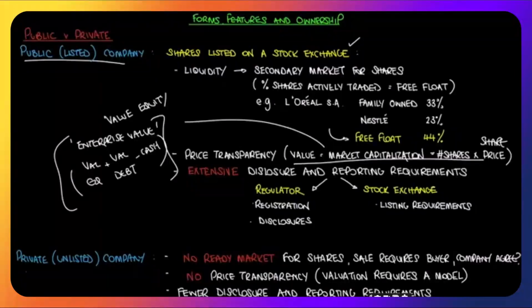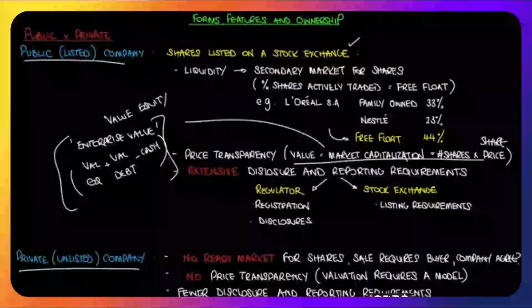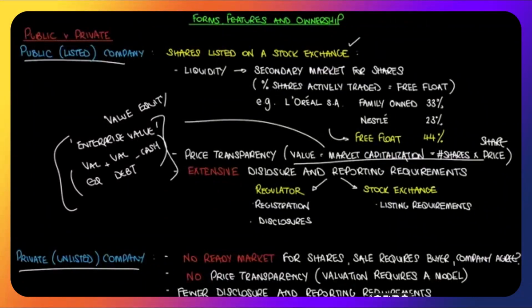As opposed to listed companies, private means just unlisted companies. We're still a corporation, but unlisted. Downside, there's no ready market for the shares. Sale requires a buyer, and potentially in some situations, we said earlier on that, okay, now we're a corporation, we can transfer ownership, but there may be restrictions if it is a private company, depending on how the company is set up. And no price transparency.